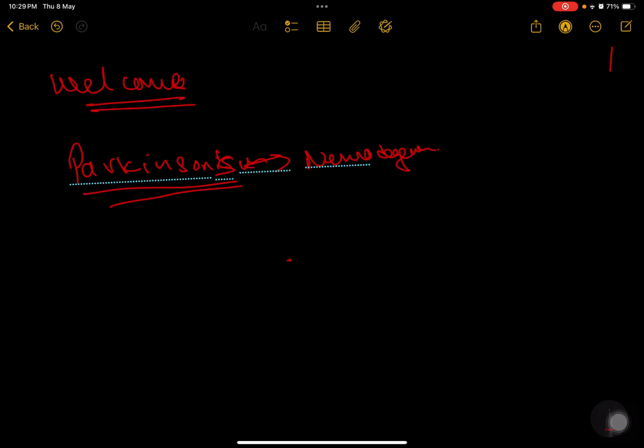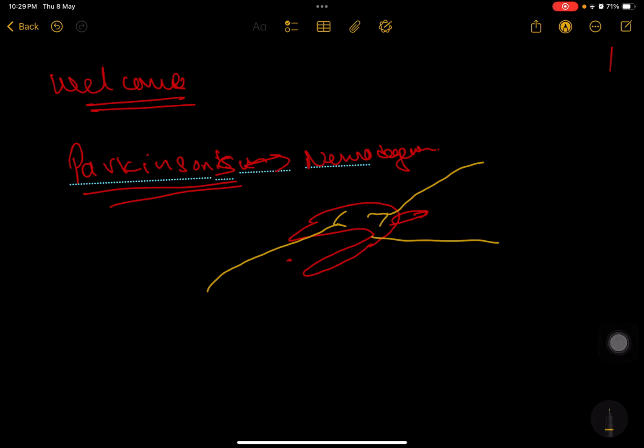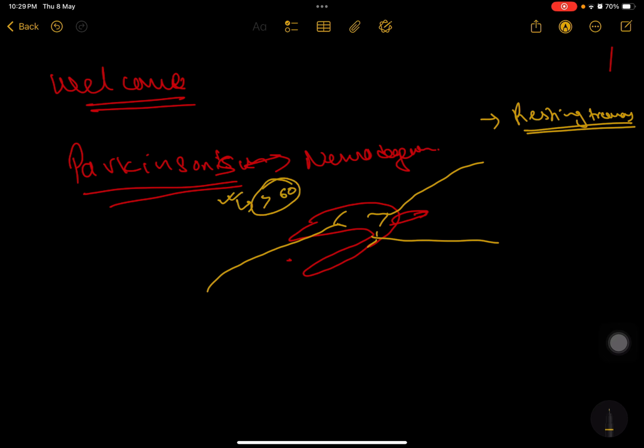So we know the parts of the basal ganglia: the putamen and the caudate nucleus. There are dopaminergic neurons in the basal ganglia. Degeneration of these dopaminergic neurons leads to resting tremors and other severe manifestations, which we'll be talking about. Parkinson's disease commonly manifests at the age of more than 60 years. It's a disease of old age.